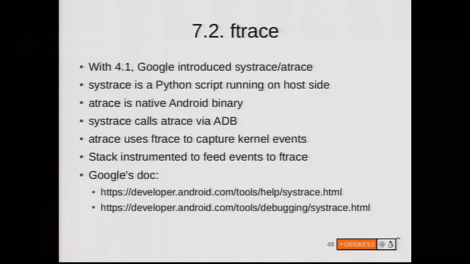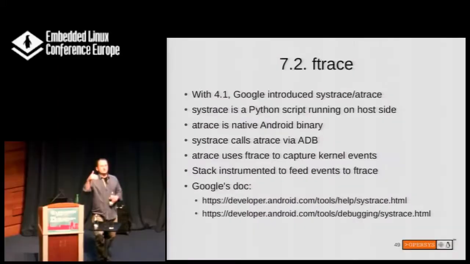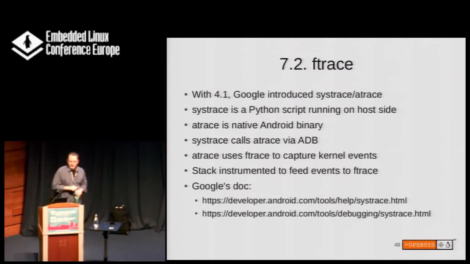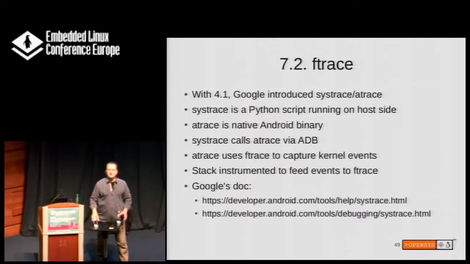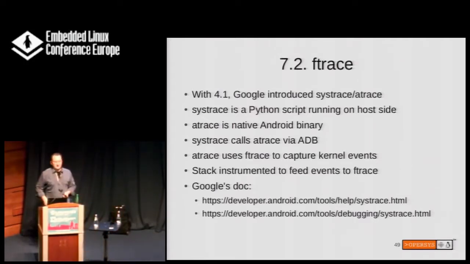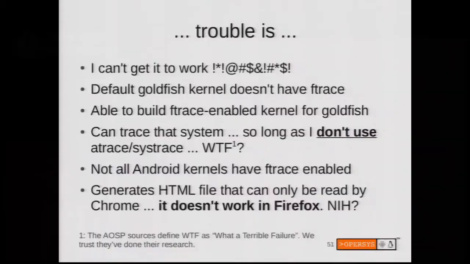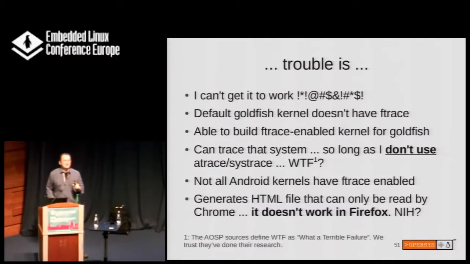ftrace is kind of interesting because they've actually gone out of their way to add support for ftrace in 4.1, which is almost a year and a half ago now. So they have this thing called systrace, which is a Python script that talks over ADB to an atrace binary, and then it collects information and generates an HTML file, which you should be able to view in a browser, and it shows you something like this, okay, a trace. Except I can't get this thing to work. I can get ftrace to work, but the moment I use their tools, ftrace goes dead. I'm not able to collect anything with their stuff.